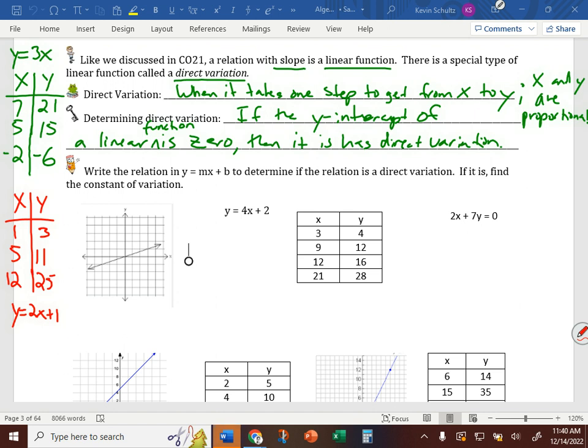So it's relatively easy to tell if direct variation exists. You're looking at what's the y-intercept. If it's 0, yes, direct variation, proportional. If it's anything else, it's not.